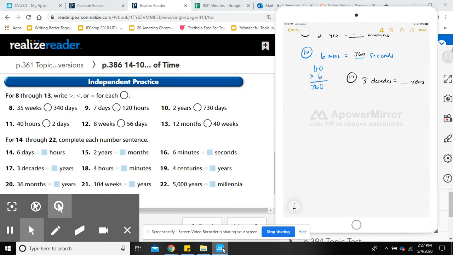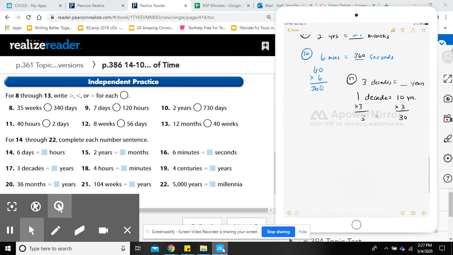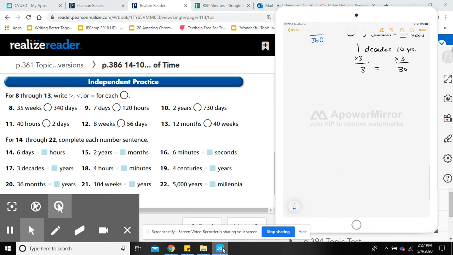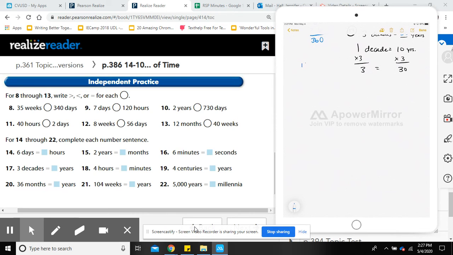So if we're looking at 1 decade being 10 years, so 1 decade is equal to 10 years. So then that means that 3 decades, we can times this by 3, times this by 3, is 30 years, right? So 3 decades is equal to 30 years. Okay. All right, let's do 2 more. Let's do number 18 and 19.